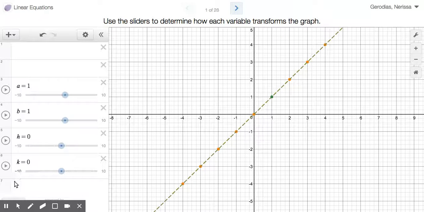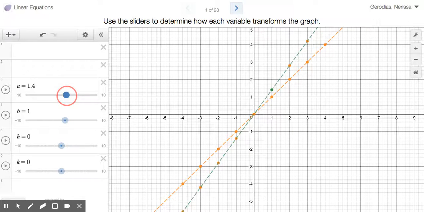This tutorial will walk you through the steps that we need to take when we do the linear equations Desmos activity. I'm here in slide 1. It says use the sliders to determine how each variable transforms the graph. So we want to know what each of these variables do to the graph. Now I want you to look at the green point and see where the green point goes when we change these variables. So let's start with A.